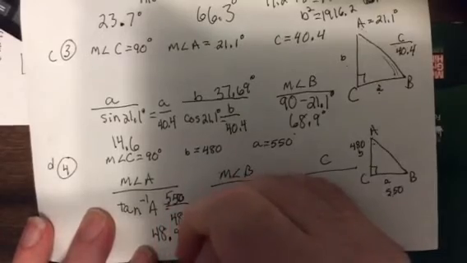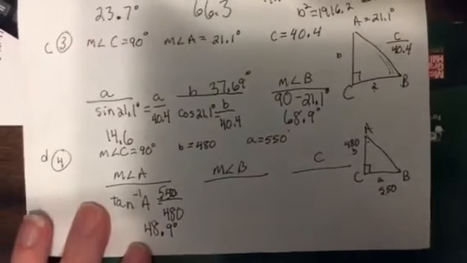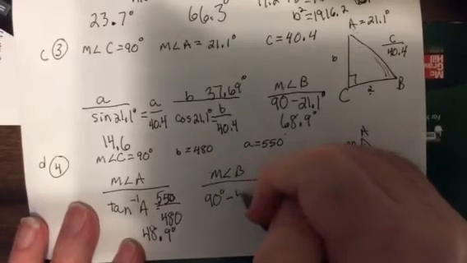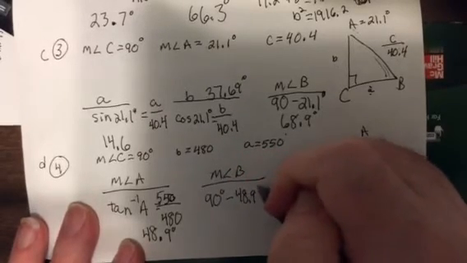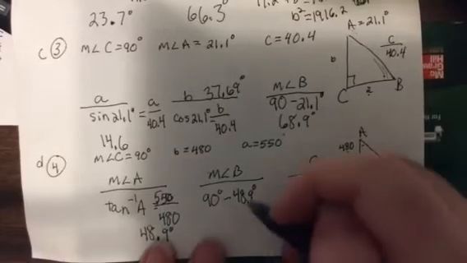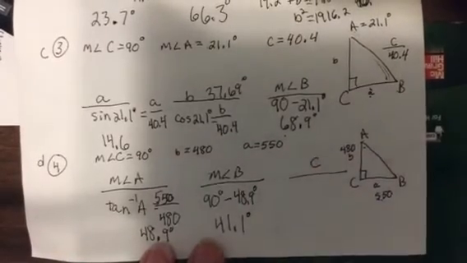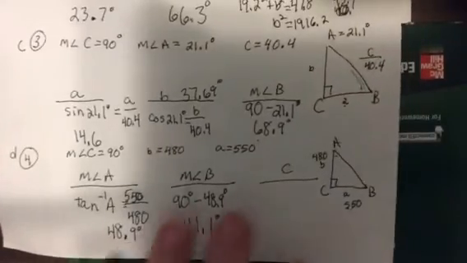Now, as soon as I get that, I know my other angle, 90 minus that. And that would be 41.1. Woohoo! Now, you could have used trig.